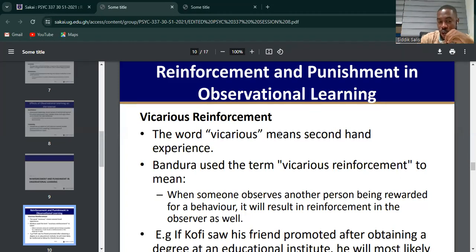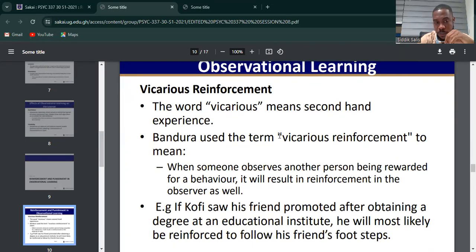Okay, when good things happen to the model, the one you are observing, then you also will be motivated to exhibit such behavior, right? So that's vicarious reinforcement. Let's move on.